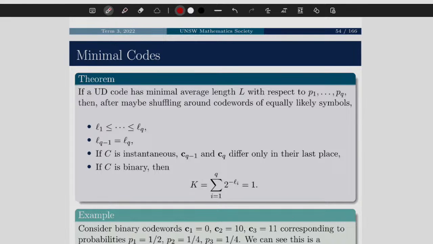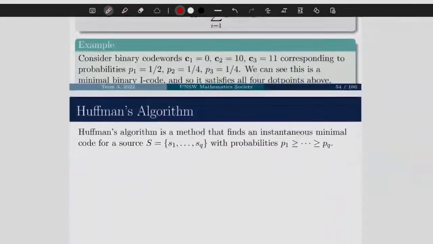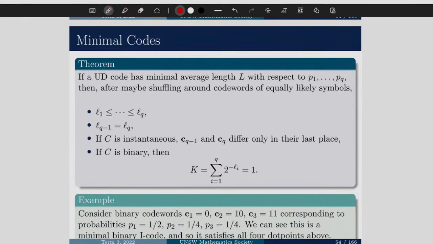Consider the binary code words 0, 1, 0, and 1, 1, which correspond with these probabilities, right? We can see that this is very much a minimal binary code. Why? Because, again, increasing order, so 1, 2, 2. The last two are the same length, which is 2. They are instantaneous because these two only differ in their last bit. And it is binary because half plus a quarter ends up with 1. So it satisfies all 4 dot points, minimal binary instantaneous code. Hopefully everyone's good with that. Just checking that no one has any questions.